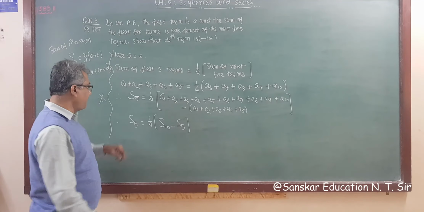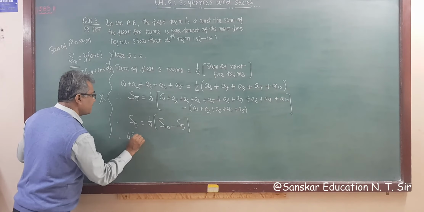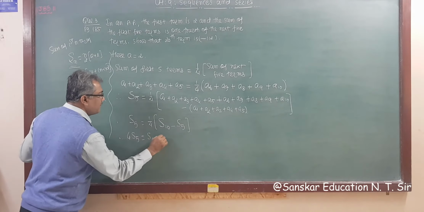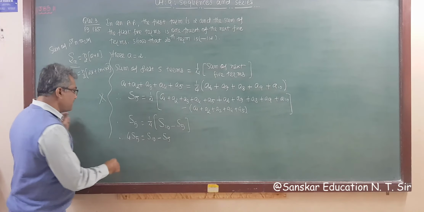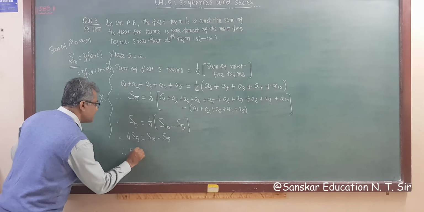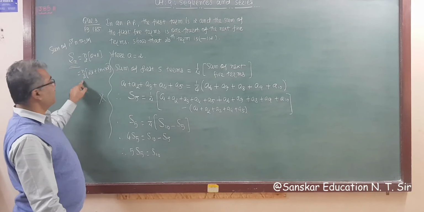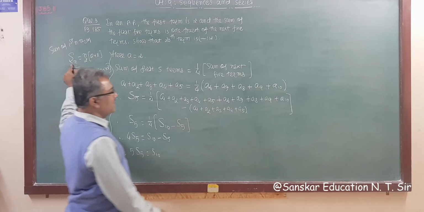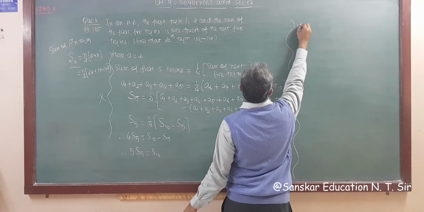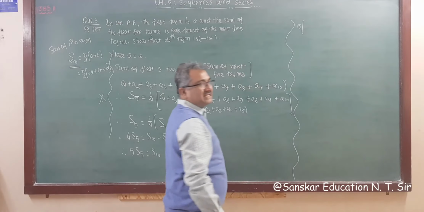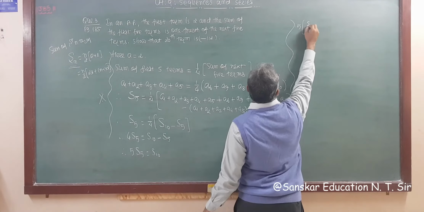Okay, so now multiplying by 4 here, what we get: 4 times S5 is equal to S10 minus S5. Taking this to the other side, this becomes 5 times S5 is equal to S10. Now this is the formula for Sn. So applying that formula, what we get? 5 times S5, and S5 means 5 by 2. I am writing directly here, 5 by 2.